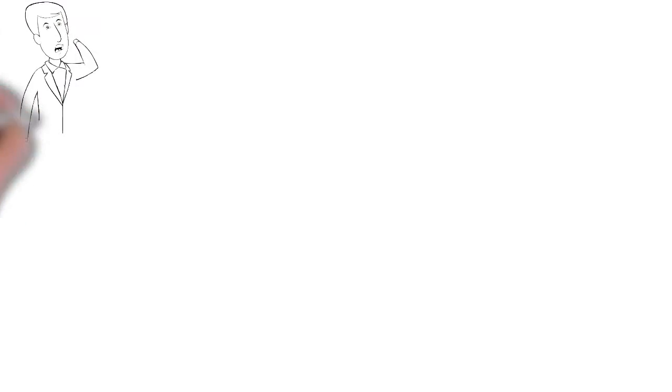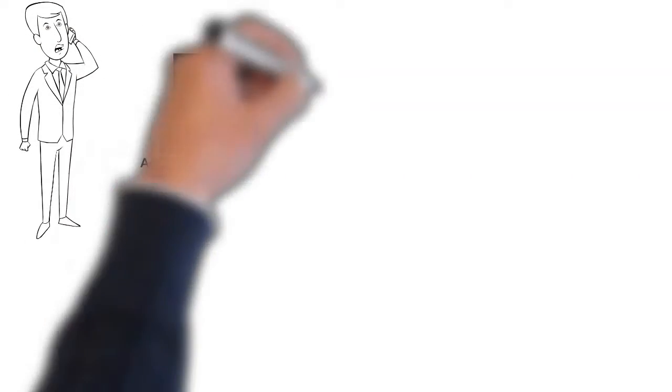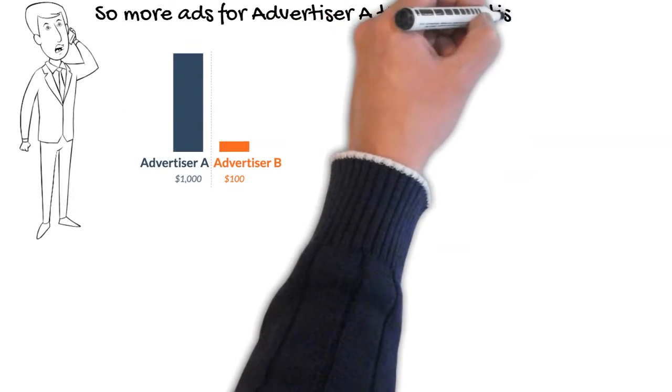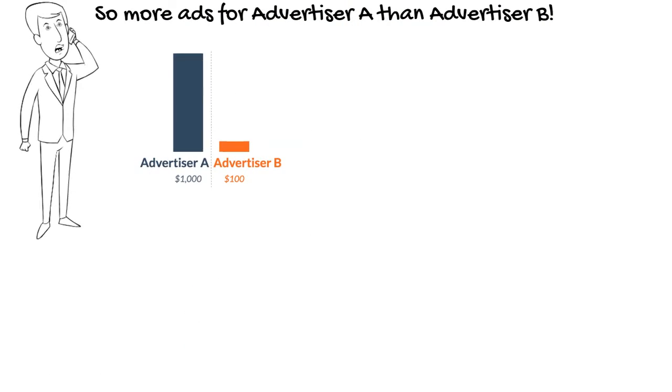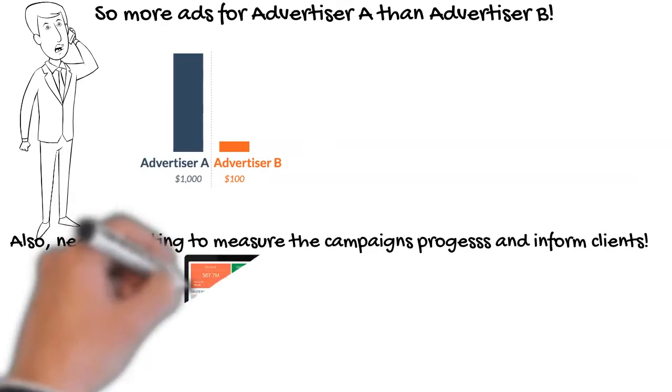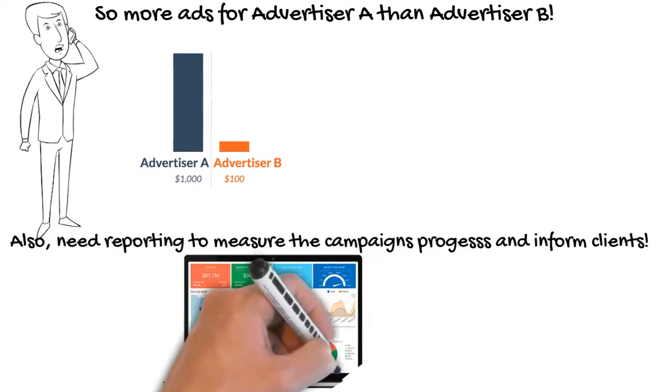Now let's add some more complexity to the mix. Now advertiser A is paying you $1,000, but advertiser B is only paying you $100. So this is something that neither of your clients have told you, but you realize. So you need a way to serve more ads to advertiser A than to advertiser B. And similarly, you need a mechanism in which you can tell them at the end of the campaign that your campaign was successful. So you need some reporting mechanism as well.